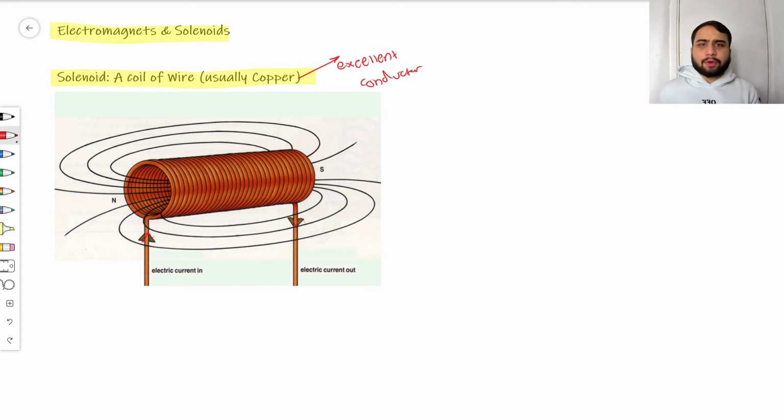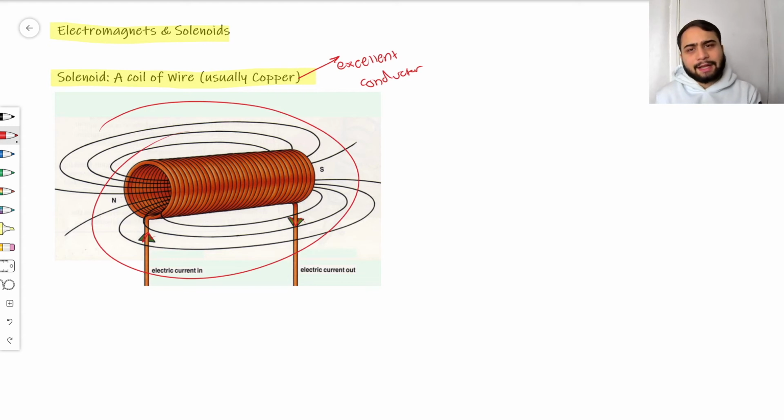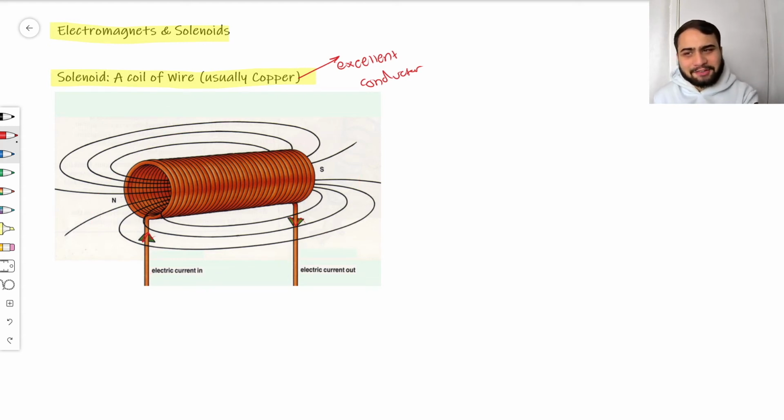Now, if you remember earlier on in the video, I told you that when a current passes through a wire, a magnetic field is generated around the wire. Now, when we loop it up like this, all of those magnetic fields interfere with each other and combine into this overall magnetic field you see here. Now, this shape looks very familiar, doesn't it, right? That's because this is just a normal magnetic field. So again, we have our north pole here and a south pole here.